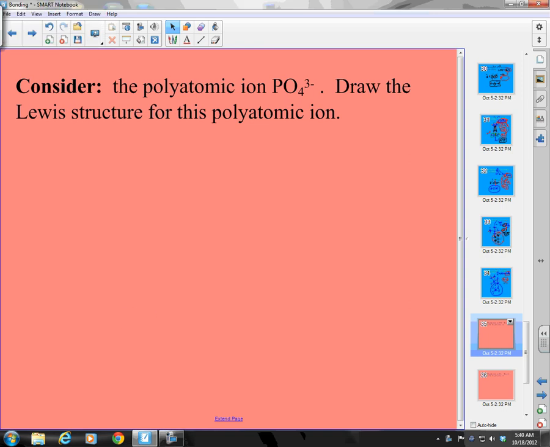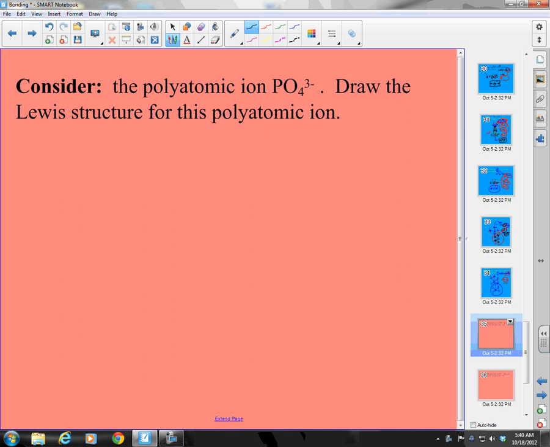Well, here we go again, and we are about to finish up our series on bonding. Over the last couple lessons, we have talked about Lewis structures for molecules, and we want to continue with that. Let us start with this. Consider the polyatomic ion phosphate, PO4 3-.